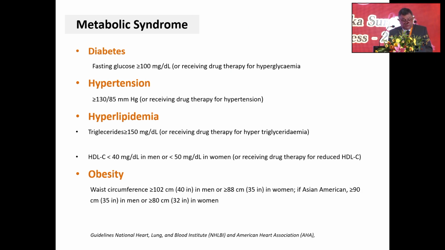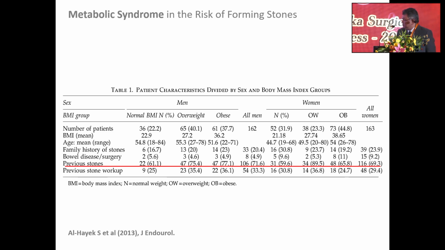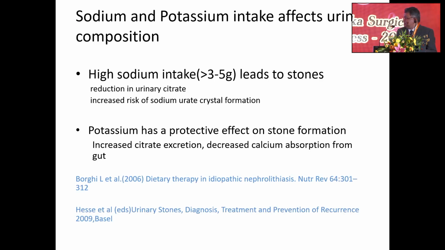Now, very quickly about metabolic syndrome. You know about this, and metabolic syndrome is a key contributor towards recurrence. Certainly in Sri Lanka, we found that most of the people who form uric acid stones have some element of metabolic syndrome. Significant proportions of stone-forming patients are now found to be obese, and they excrete large amounts of stone promoters such as calcium and uric acid in particular. So we need to control their lifestyle and their diet. Further data show that in people who are obese, the risk of having stones in the past is twice as much, especially in males.